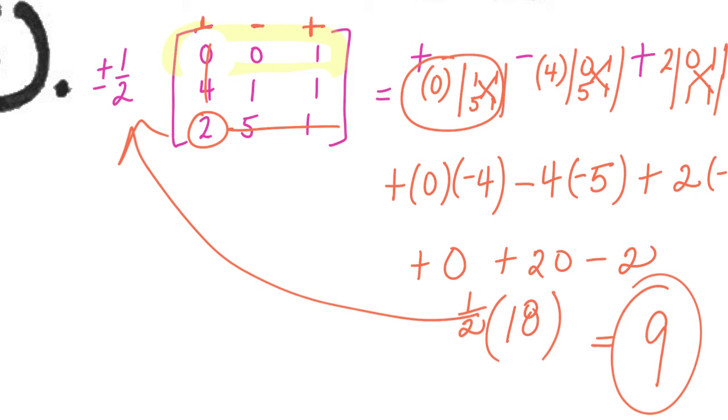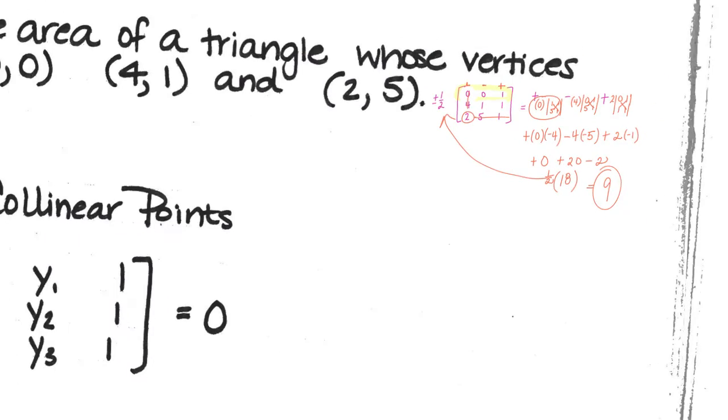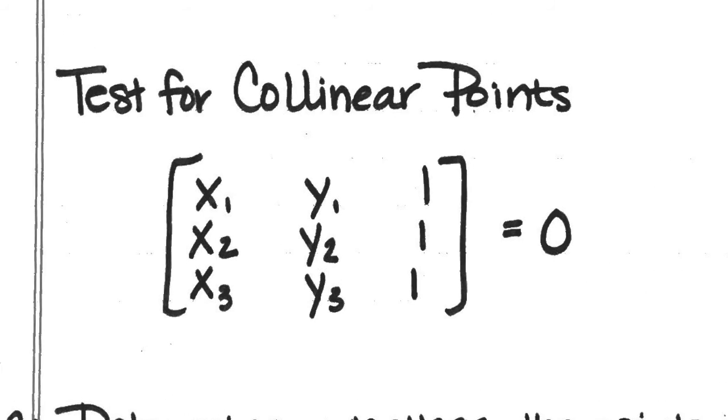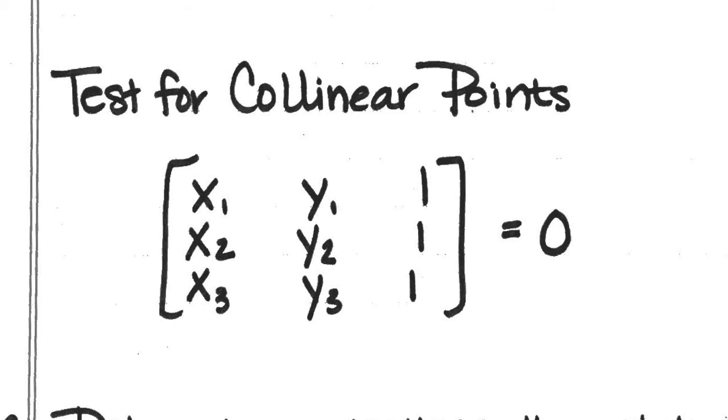Now, what happens if the area of a triangle is 0? We are going to call those collinear points. So we can use that same test for the area of a triangle, and if it is equal to 0, we know that those points are collinear. So we want to make sure we know what to call it when that happens. So that's what we would call it, collinear points, and we will try one of those.